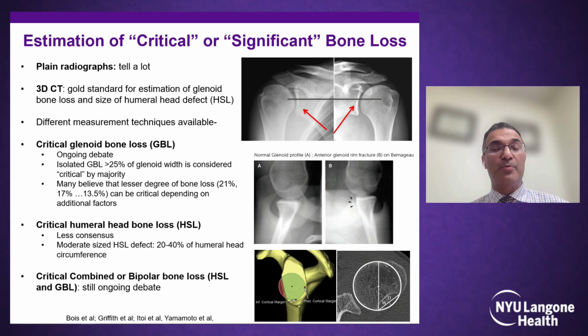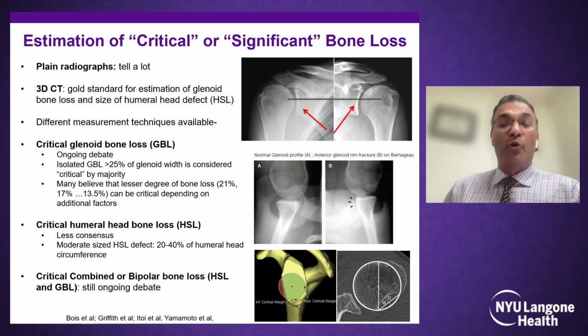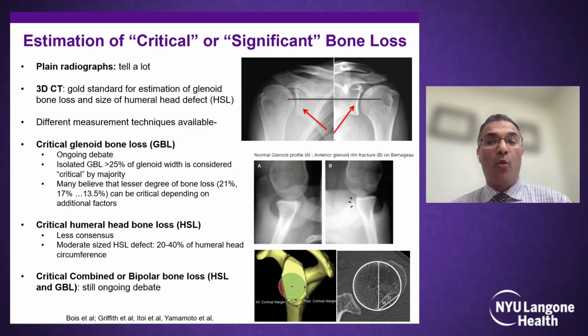As pointed out by Dr. D. Bernardis, imaging plays an important role in determining what is critical or significant bone loss. Plain radiographs can give you an idea that this patient may have bone loss based on the lack of radiodensity below the equator on the anterior glenoid, loss of anterior glenoid rim on a Bernese view. If you are getting that, it's not mandatory. But finally, 3D CT scan is the gold standard for estimating glenoid bone loss, estimating bone loss both on the glenoid side and on the humeral head side.